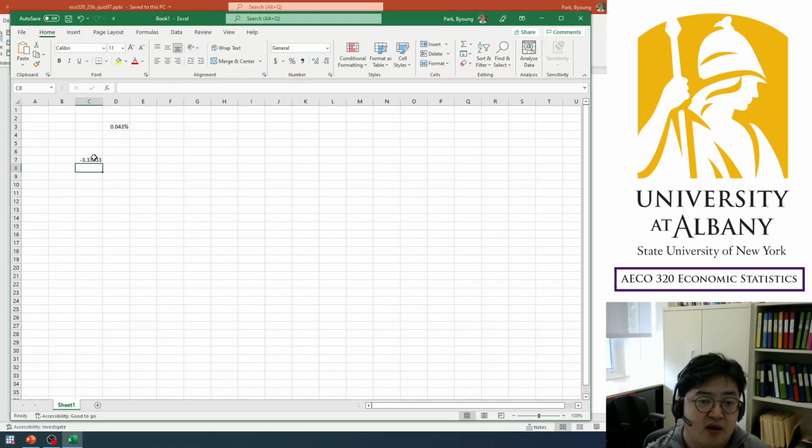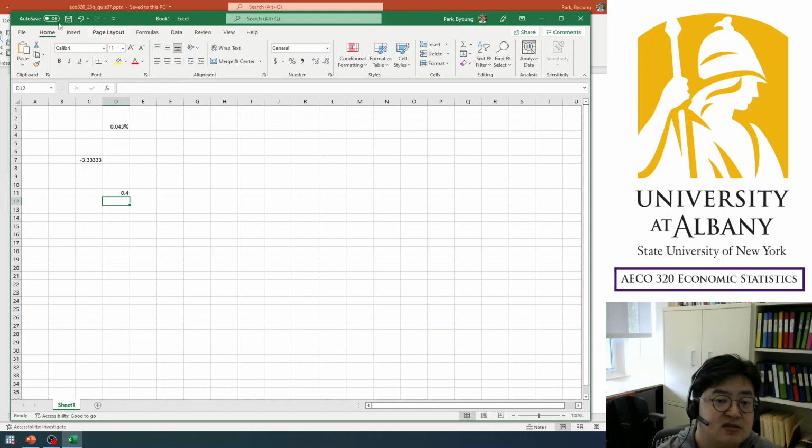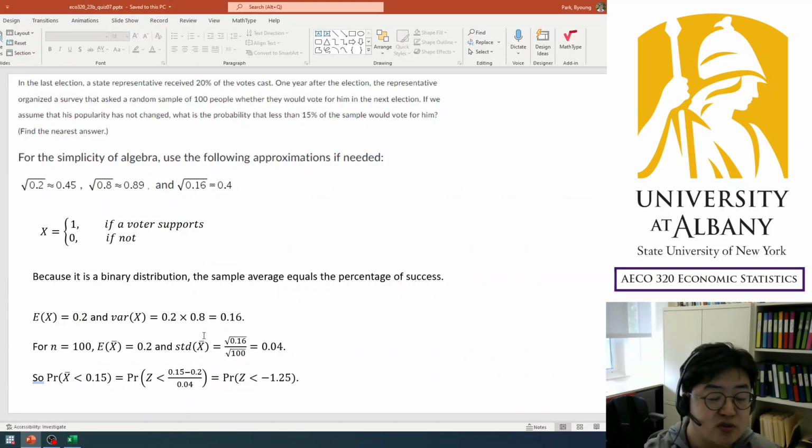By the way, if you want to calculate a square root, you can use the SQRT formula. For example, SQRT of 0.16 is 0.4. So this is how you calculate a square root in Excel. Anyhow, the standard deviation is simply 0.04.